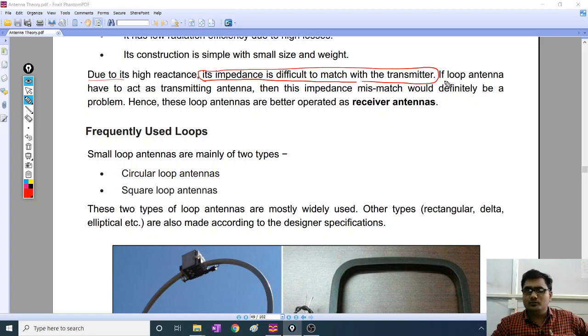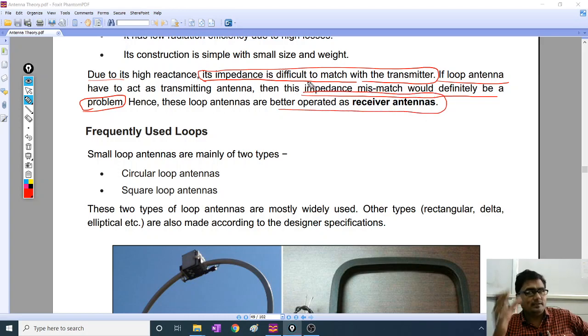But even if you want to connect it at the transmitter, its impedance mismatch would definitely be a problem. That's what I was saying. Hence the loop antennas are better operated at the receiver. There are a number of reasons why small loop antennas are preferred at the receiver. Why is it not suitable for the transmitter? First one is impedance mismatch, low efficiency, non-resonance. Those are some important reasons why I never connect a small loop antenna at the transmitter. So it's good to connect it at the receivers.